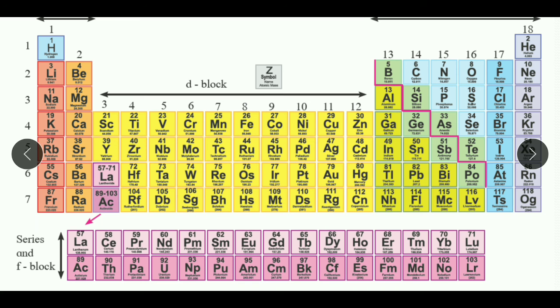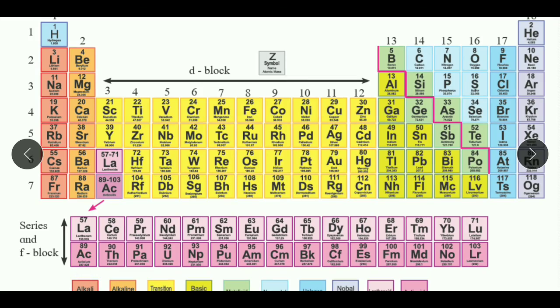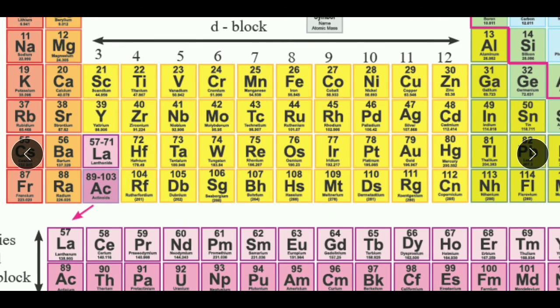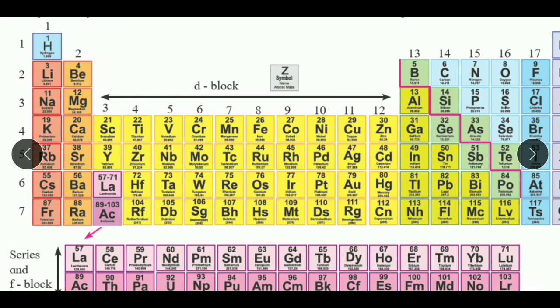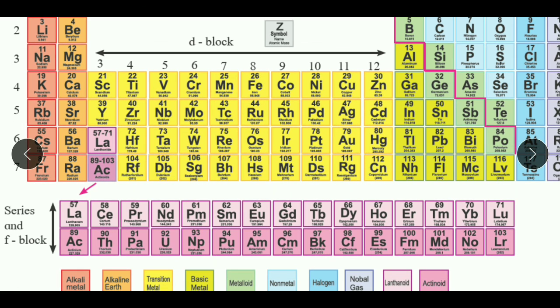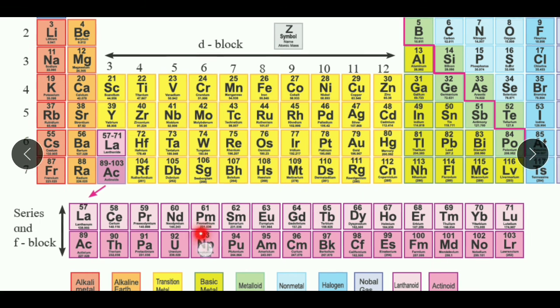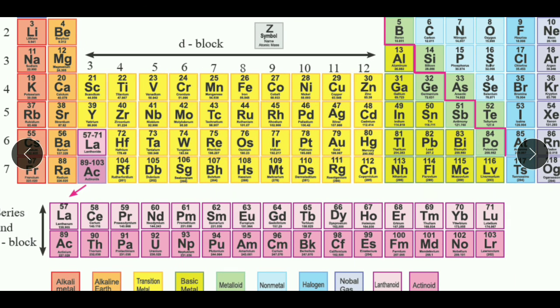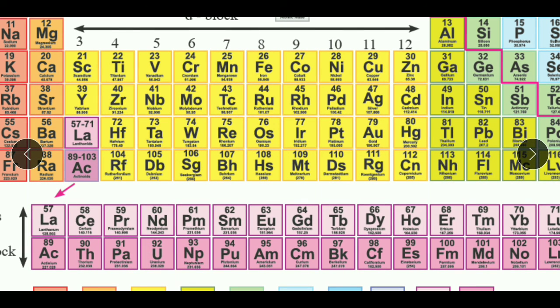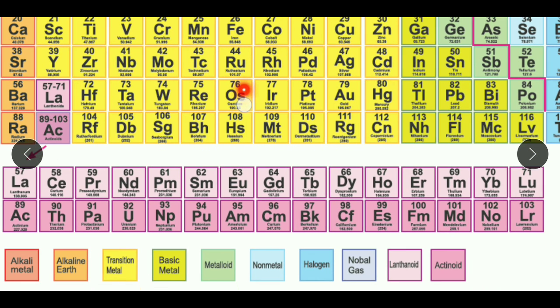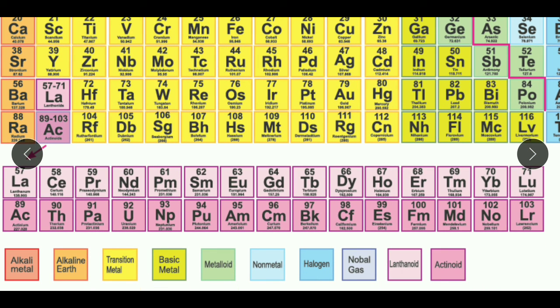Now, the second series, or the bottom series, is located in third group and seventh period. So in this square, all the 14 elements are there. But as they can't be accommodated there, they are placed in a separate row below the periodic table. And the first member, 89, is actinium, and it belongs to D block. So after actinium comes actinoids, from thorium 90 to 103 lawrencium.